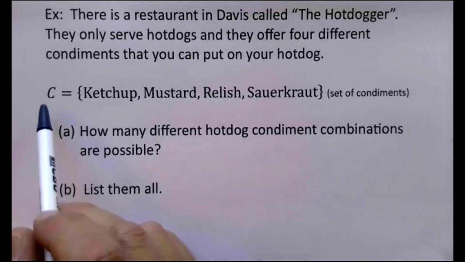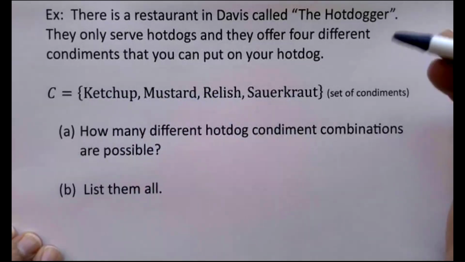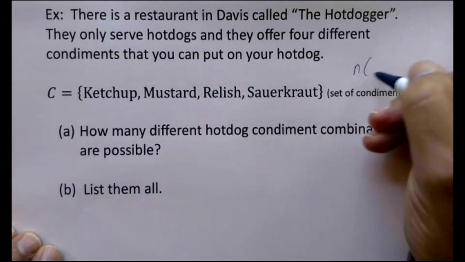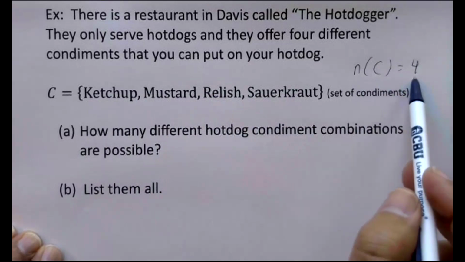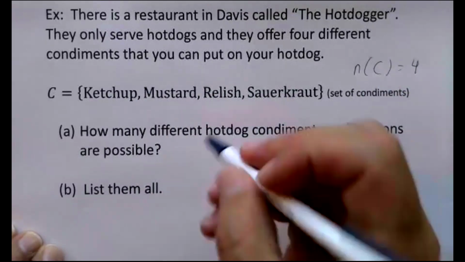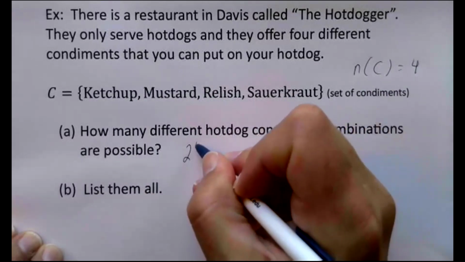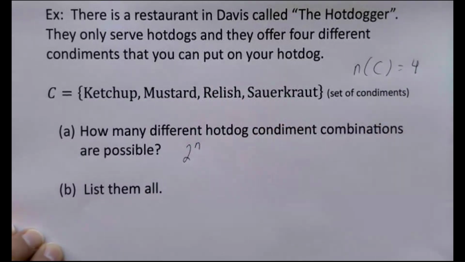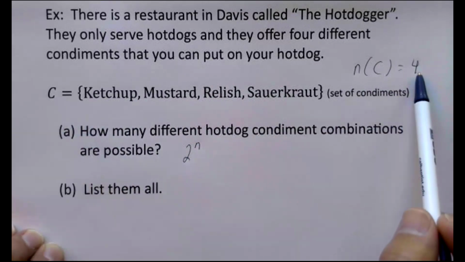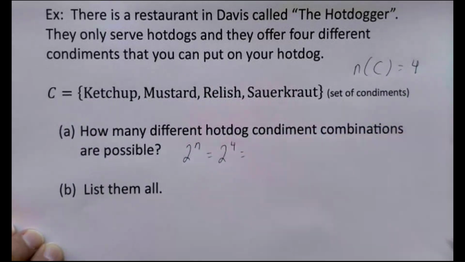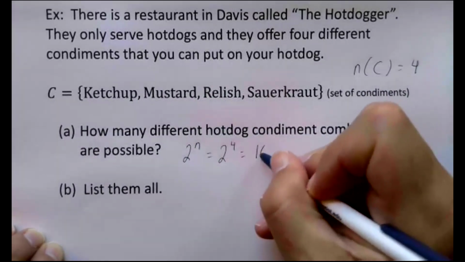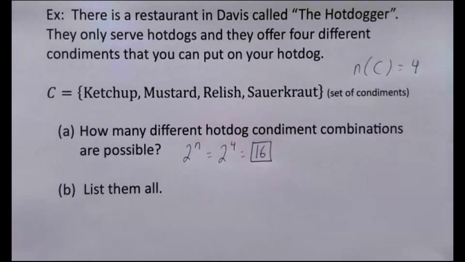Notice that set C has 1, 2, 3, 4 elements in it. Notice that the cardinality of set C equals 4. The number of elements in set C equals 4. Remember that formula I just showed you, that if you're trying to figure out how many subsets are there of a given set, you take the cardinality and you put it right there for n. So I'm expecting 2 to the power of 4. That means 2 times 2 times 2 times 2. That means 16.